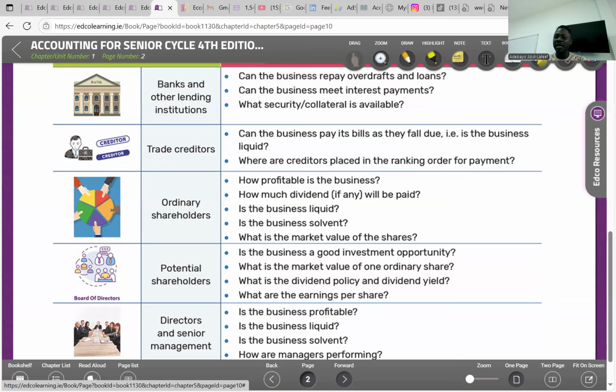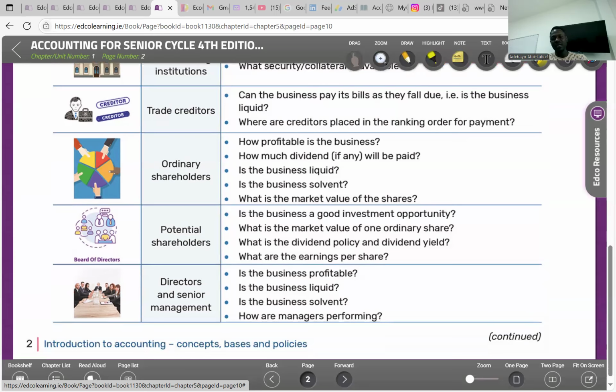Where are creditors placed in the ranking order for payments? What is their place? What is their position when it comes to making payment? Does the business put them as priority or not? So these are things they put into consideration before giving out a supply on credit.